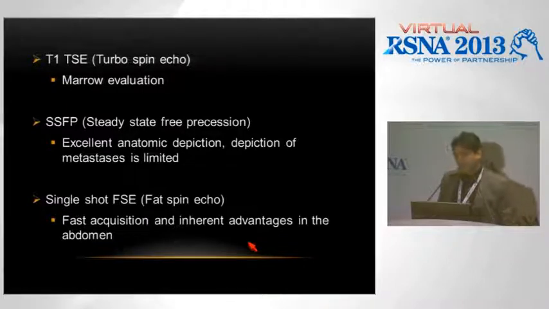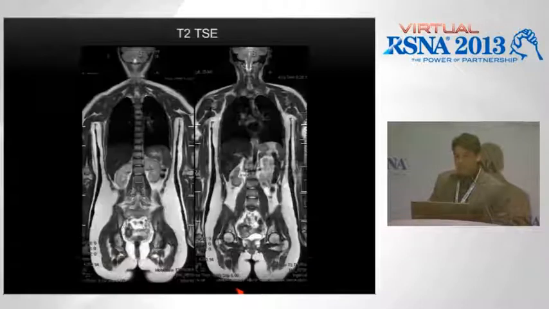There is a study out there with use of steady state free precession sequence, the SSFP sequence, which is the main sequence used for cardiac imaging, where they mentioned that it had excellent anatomic depiction, but the localization of metastases was very limited on this particular sequence. And of course, we have the fast spin echo, or the single shot technique as we call it, which is very popular. It's fast, and it's relatively insensitive to motion, especially from bowel motion, and hence it's used a lot for whole body imaging, this fast spin echo or single shot technique.